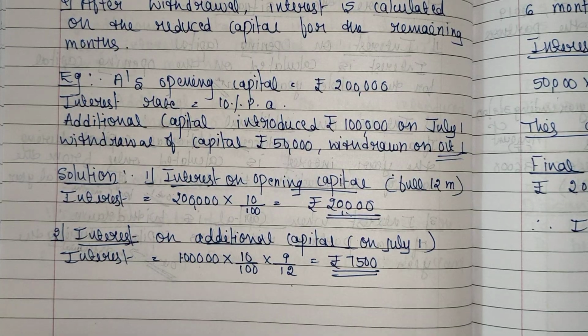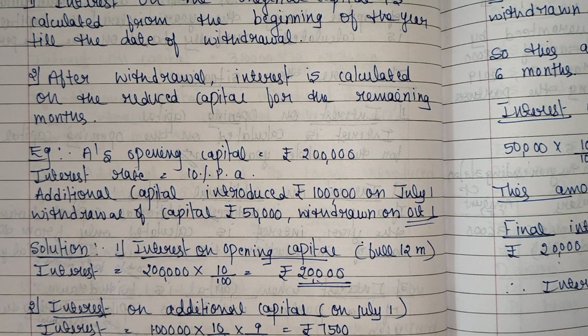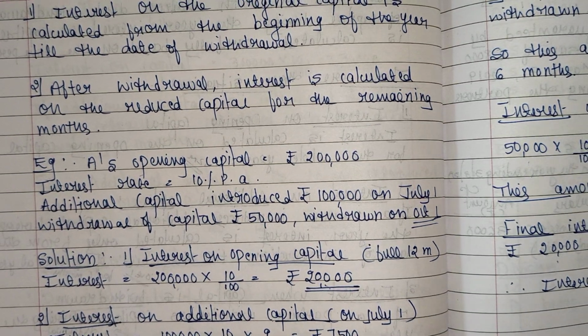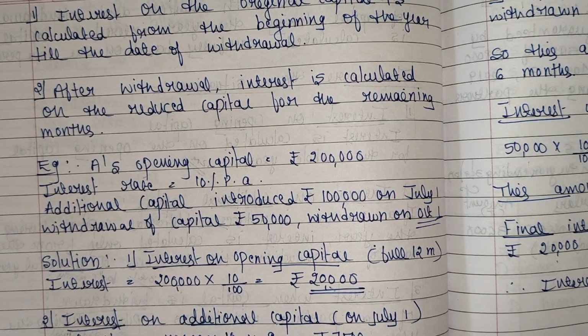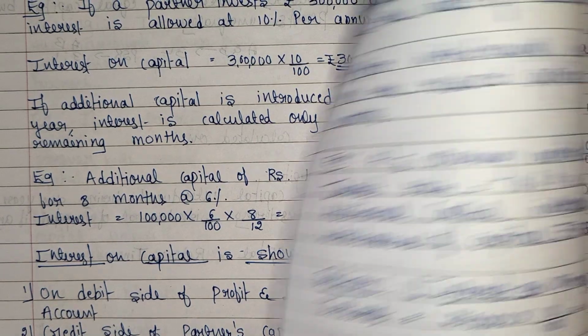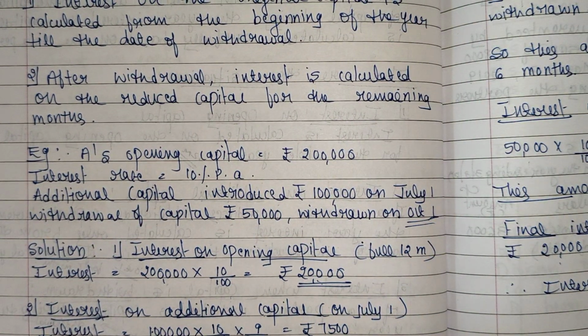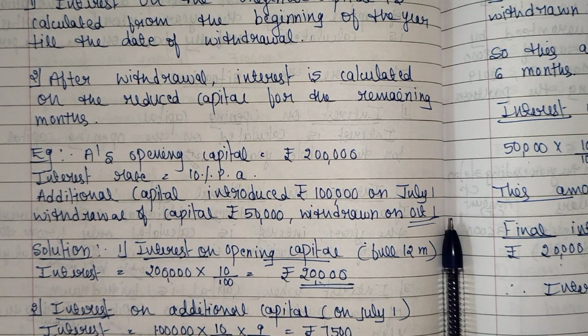Clear? So I hope the calculation of interest on capital is clear to you all. First one, for opening capital, that is for the whole year. And additional capital, how do we calculate? Calculated only from the date of introduction till the end of the financial year. And withdrawal of capital, we need to calculate on the amount remained in the business. Clear? So I hope this topic is clear to you all.